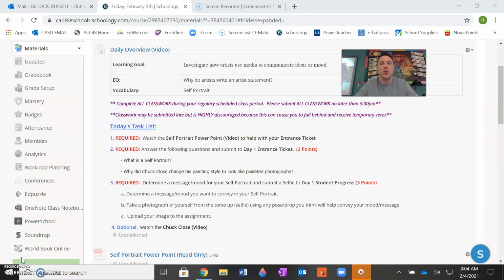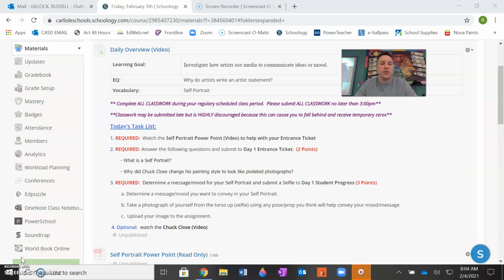Because anything that you do should always be worth doing. So make sure you can connect to the photograph, and that it is something you really want to do. So you first want to plan that mood or message. Then just take a photograph of yourself from the torso up, and you can pose in any way you want. That'll help convey your message. You can even use props as long as you're not covering your face. And then lastly, just upload your image to the assignment.